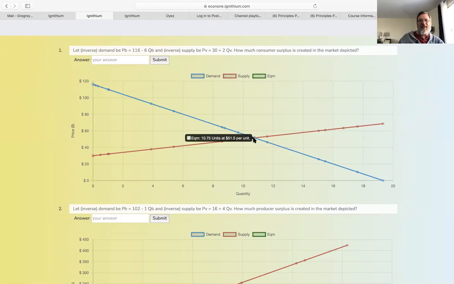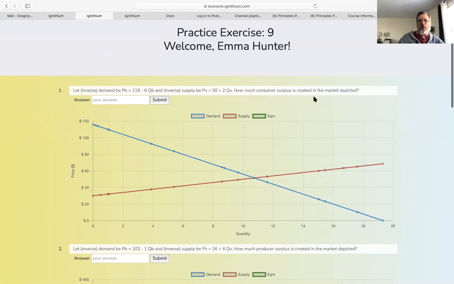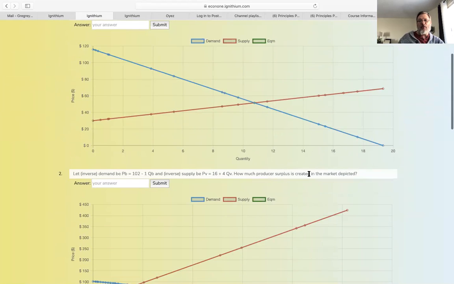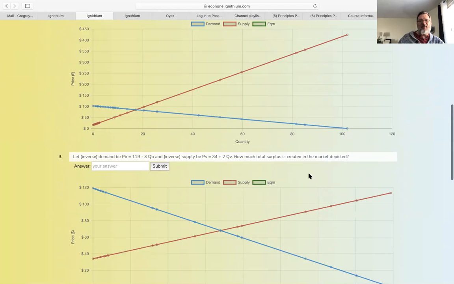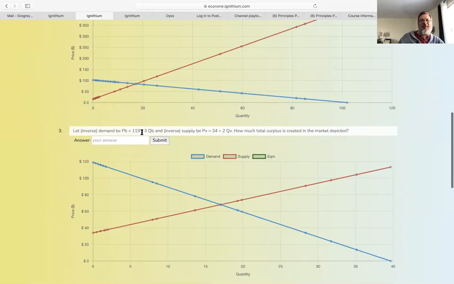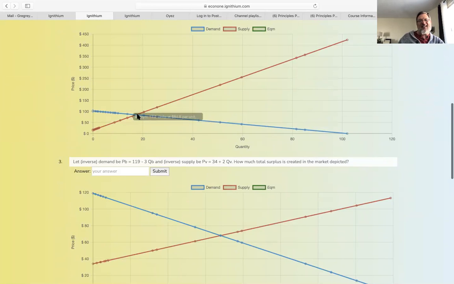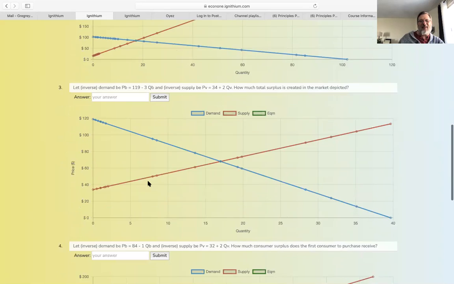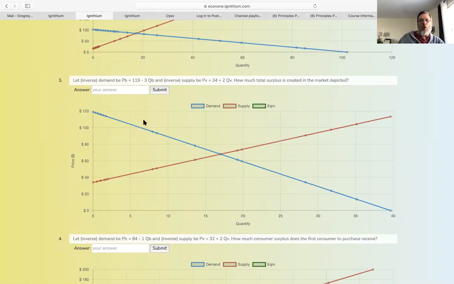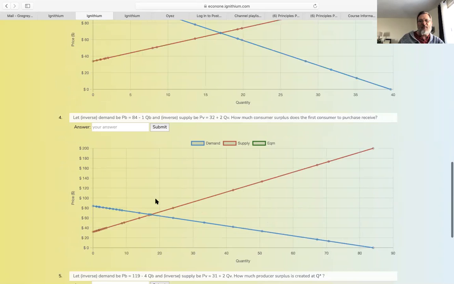And we could get that from these points, the equilibrium point. Do you see what I mean? Right. And it says how much consumer surplus is created in the market. So that's the whole big triangle, right? How much producer surplus, whole big triangle, right? If this was my quiz, I might refresh that one because I might like a better graph. And then total surplus is those two areas added together, this big triangle.